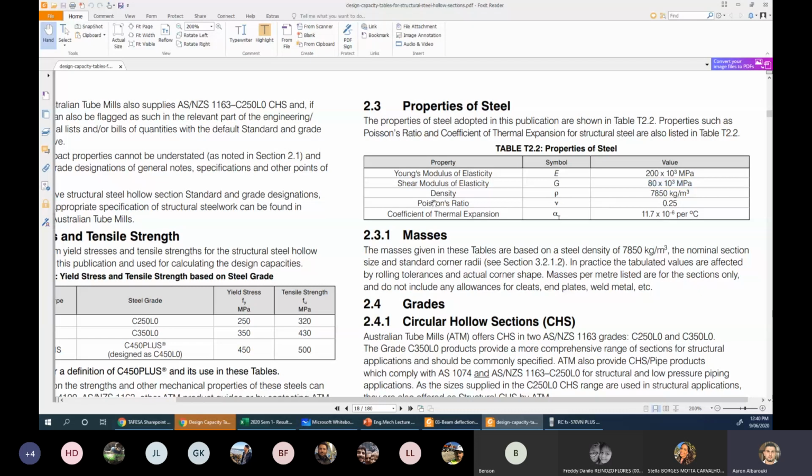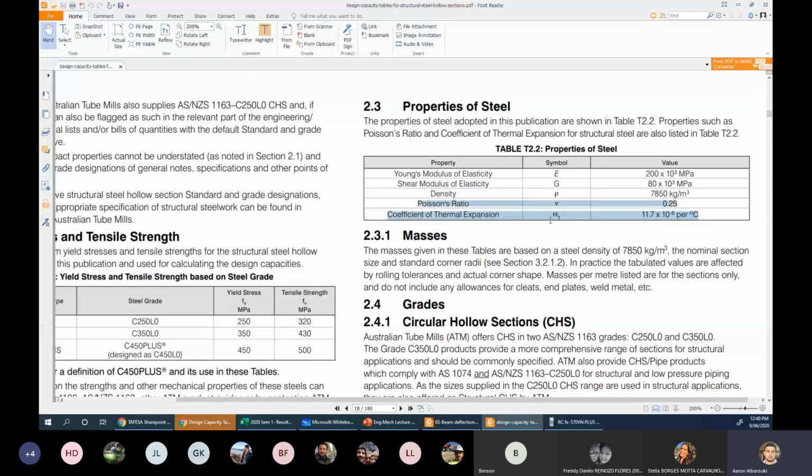The density of steel, if you need to calculate the weight of material, is about 7,850 kilograms per cubic meter. Poisson's ratio is 0.25. The thermal expansion values you're not going to use too much, but at least the first one, the modulus, is widely used. We will use it a lot in our calculations, okay?